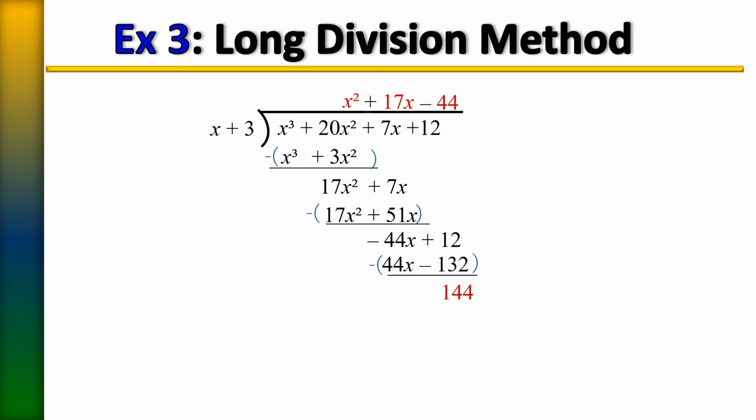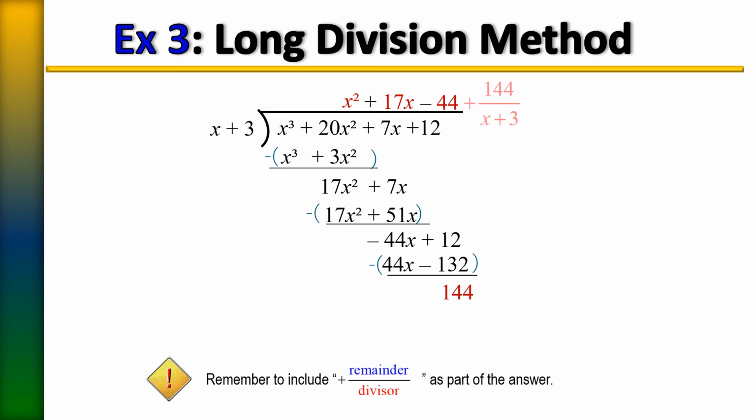And recall, whenever you have a remainder in long division, you must add it or attach it to your answer as a fraction. So the remainder will be your numerator. The divisor will be your denominator. So it's going to look like so when you attach it to there. And there you have it, dividing polynomials using the long division method.